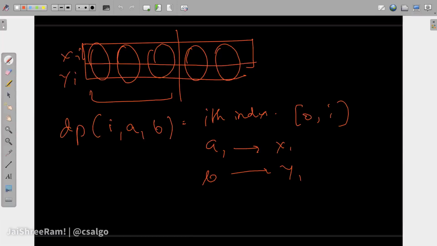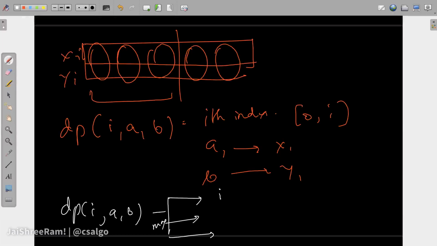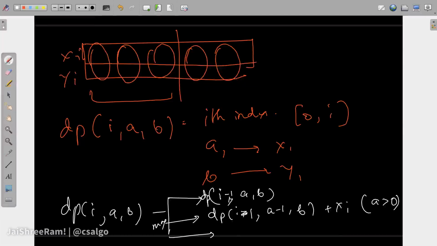Now, as soon as you think about this particular state, it is quite straightforward to think about the transition: for dp of i comma a comma b, there are three moves that you can possibly do, and you will take the max across all. The first is you don't take the ith player, so you go to i minus 1 and fulfill your requirement from i minus 1 players. Or you take the ith player for its x attribute. In that case, you need a minus 1 more attributes from the previous i minus 1 elements and b over here, plus x of i, provided a is greater than 0. And the other is dp of i minus 1 comma a comma b minus 1. You take it for its y attribute, provided b is greater than 0, right? And you take the max of all these three values.